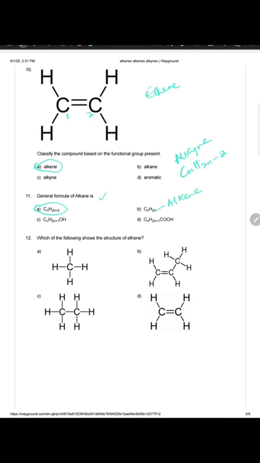So let's see number 12. Which of the following shows the structure of ethene? Now on ethene, we always have two carbons and a double bond. This is one carbon, this is two carbon, but then it's all single bonds. So this cannot be, that cannot be. This is two carbon, but then this is three carbon, so it can't be. And this is two carbon and two bonds, so this is the correct answer.